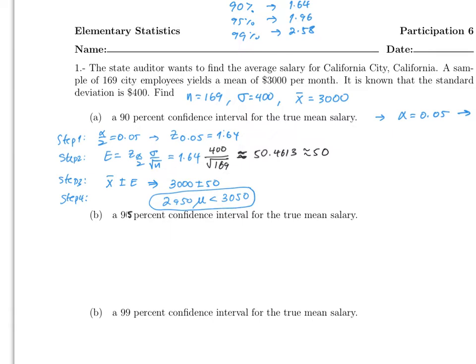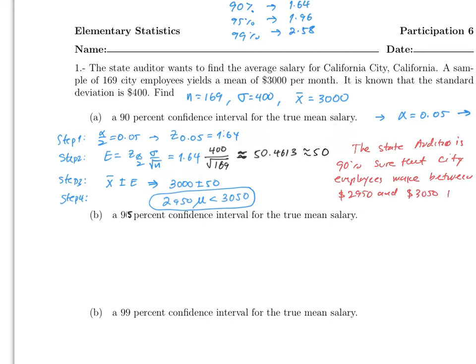And then what is the explanation to this? It will be the state auditor, or whoever it is. So in this case, the state auditor is 90% sure the state employees, or the city employees, make between 2950 and 3050 per month. I think it's per month. Yeah. And that's it.